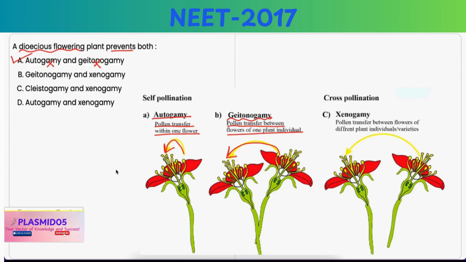Option B, geitonogamy and xenogamy. Now, while dioecious plants prevent geitonogamy, they promote xenogamy, that is, cross-pollination between different plants to ensure reproduction. Hence, it is incorrect. Option C, cleistogamy and xenogamy. It is incorrect because cleistogamy, that is pollination within closed flowers, is unrelated to the dioecious flower, and xenogamy is not prevented in dioecious plants. Option D, autogamy and xenogamy. Now, dioecious plants prevent autogamy, but as already stated, they encourage xenogamy. Hence, it is incorrect.